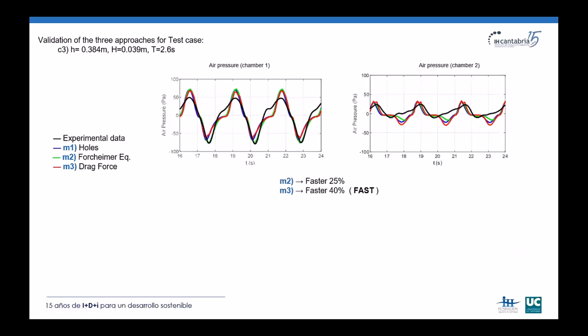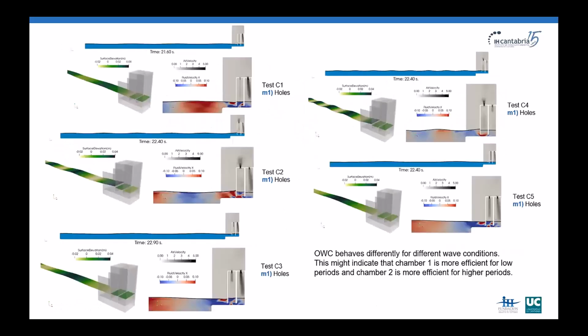This is another of the cases, the third one. And as before, we can see that we have a good agreement between experimental and these three numerical approaches. Something that is important, of course, is that the oscillating water column behaves differently for different wave conditions, as expected. Here, I'm just plotting the results for the first, the second, the third, the fourth, and the fifth cases. All of them are regular cases, and we will vary the period of the waves.